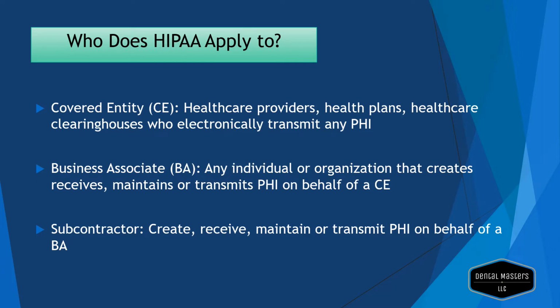It could be a business associate, such as a lab, any individual or organization that creates, receives, maintains, or transmits PHI on behalf of a covered entity. Or it could be a subcontractor, somebody that a business associate hires out for themselves who can create, receive, maintain, or transmit PHI on behalf of them.